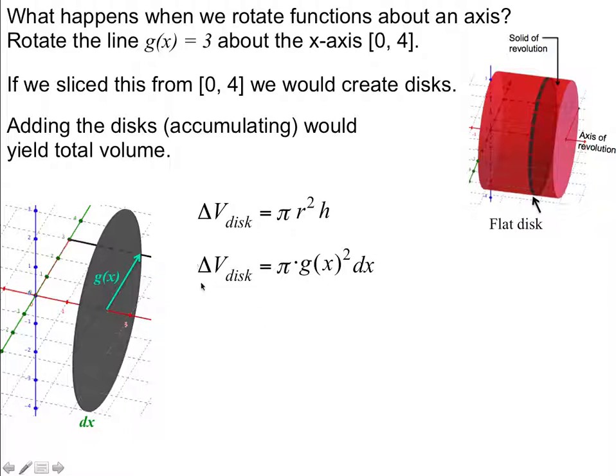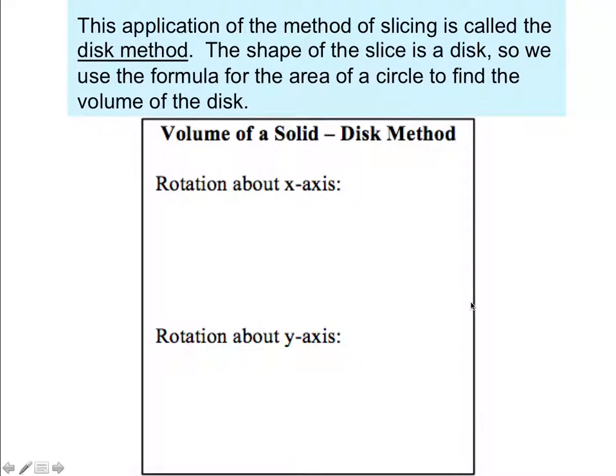So if that represents one disk, then we can stack them up from 0 to 4. And then we have that accumulated volume, so to speak, of the cylinder that we see. So we can extend that to any function that we decide to graph. And if we rotate it about the x-axis, then we end up with that dx problem. So here's our pi times our radius squared times dx. So that radius is going to be, in this case, the function if we're rotating it about the x-axis.